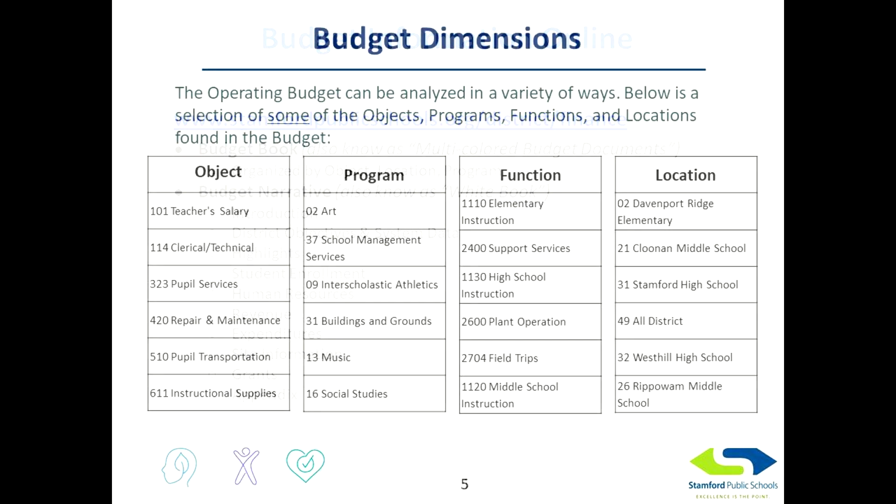As I mentioned earlier, the budget can be organized and analyzed in a few different ways. Every account and dollar spent can be related to an object, a program, a function, and a location. Objects like teacher's salary and electricity are system-wide and provide a macro view of spending. Programs, functions, and locations provide details about the distribution of resources within the district.